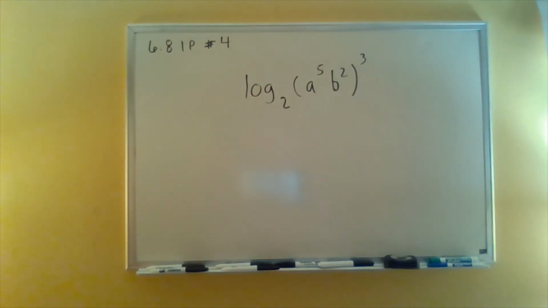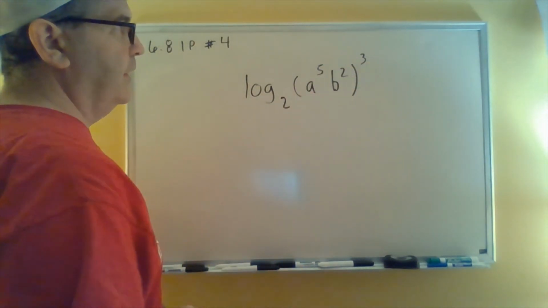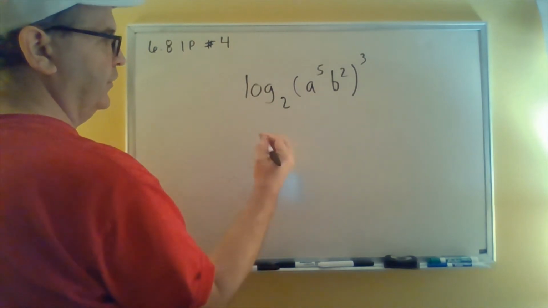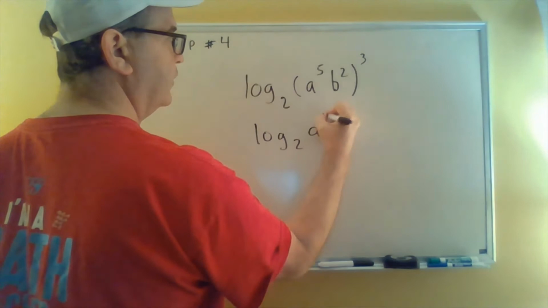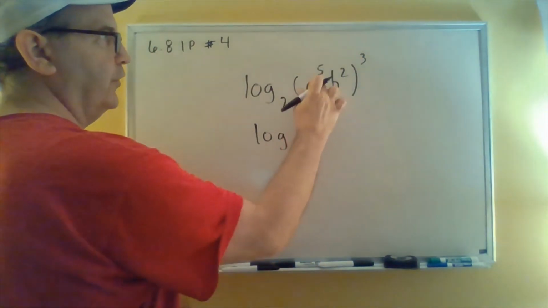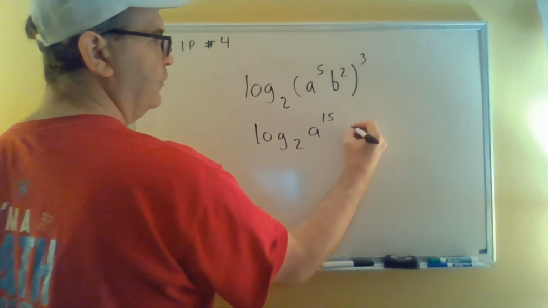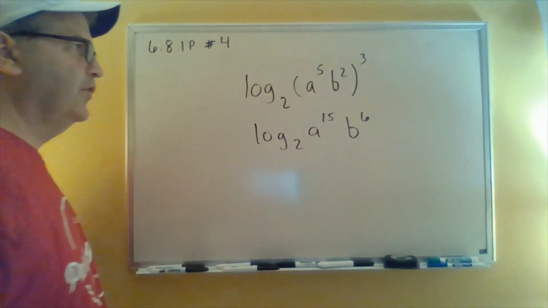Okay, so here's number 5. I got the log base 2 of a to the 5th, b squared, all of that cubed. So I probably want to simplify this a little bit first by distributing that exponent of 3 through my parentheses. So I'll end up with the log base 2 of a to the 15th. Remember, we're raising a power to a power. We multiply those exponents. So 5 times 3, that's 15. And then we end up with b to the 6th, which is 2 times 3.